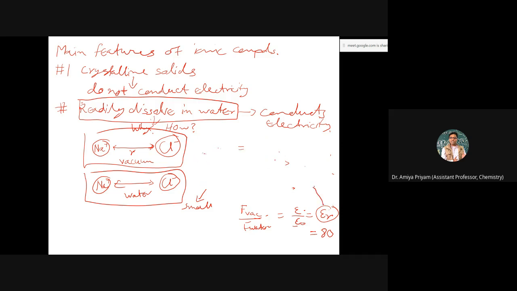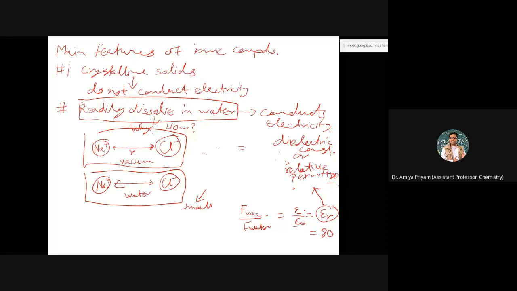So this is what we call relative permittivity, or you can also call it the dielectric constant. So the force in vacuum is about 80 times smaller in case of water. It is less attractive. The attractive force between Na plus and Cl minus is 80 times less. So, reduction in force, number one, is due to the dielectric constant.